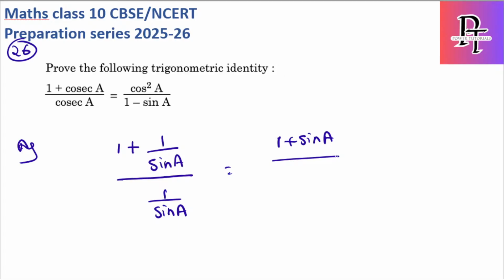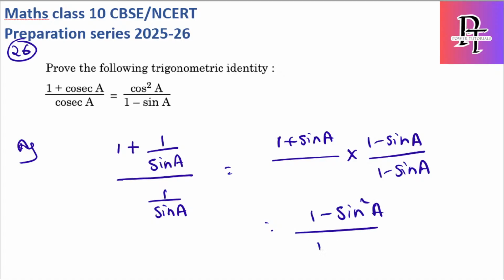Okay, what about the right side? We have cos square A by 1 minus sin A. So what I will do is multiply numerator and denominator by 1 minus sin A. Now this becomes a square minus b square, which is 1 minus sin square A by 1 minus sin A. So 1 minus sin square A is cos square A. Cos square A by 1 minus sin A, which is the RHS.